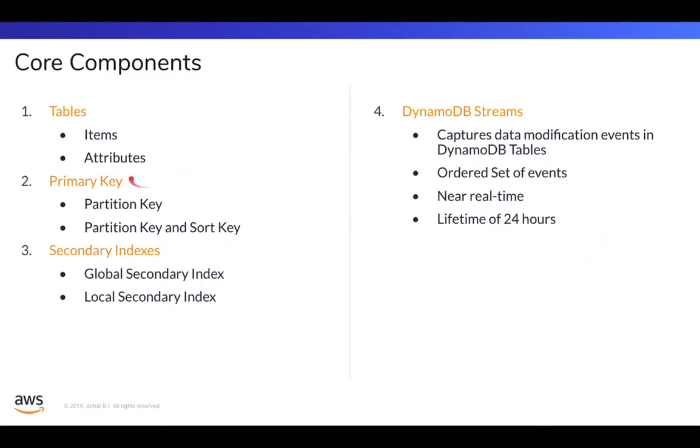We can have a primary key to identify the item. The primary key can be broadly divided into partition key and sort key. So the primary key can be either of these two. Partition key and sort key together are also called a composite key, and just a partition key is also called a simple key.